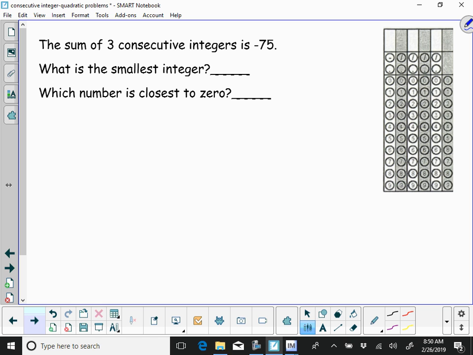Alright, okay, now, does this say anything about product? No, it doesn't say anything about product, okay? So you don't get caught up in the same way we did the last one.